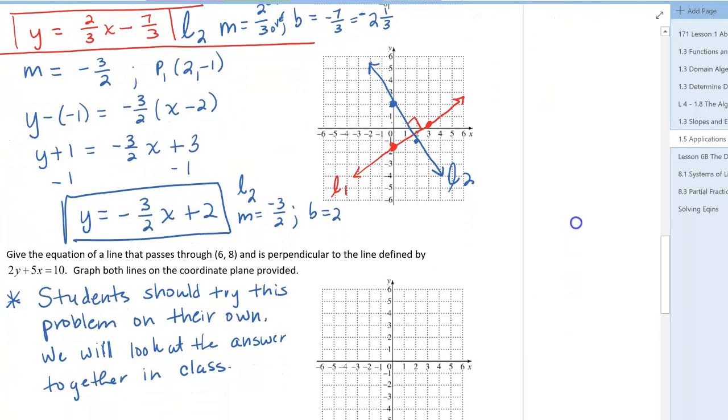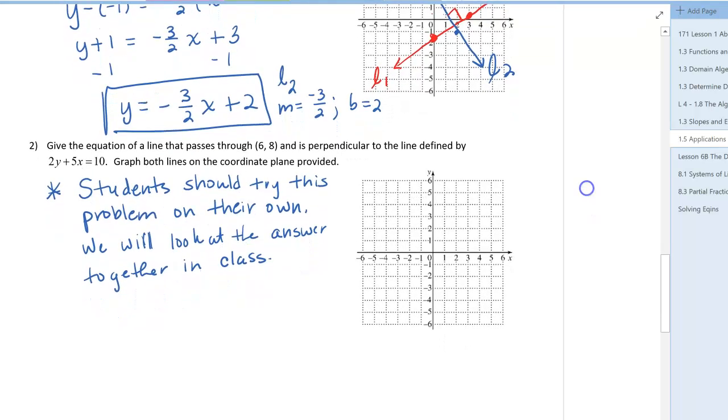Now, I have left example 2 for you to try on your own, and then we will look at the answer together in class, and if you need to see it worked, I can do that. But it's an application just like what we were doing.